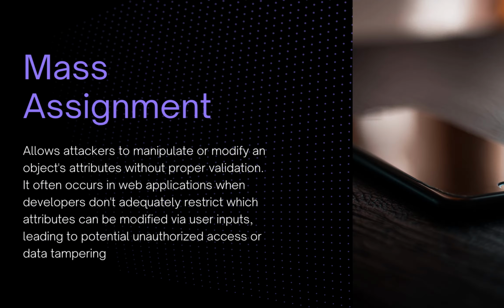Mass assignment is one of the OWASP top 10 vulnerabilities, and it is part of broken object property level authorization. This vulnerability allows attackers to manipulate or modify an object attribute without proper validation. It often occurs in applications or APIs where developers don't adequately restrict which attributes can be modified via user input, leading to potential unauthorized access or privilege escalation.